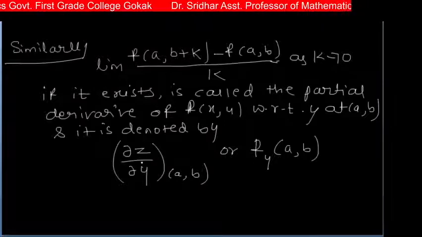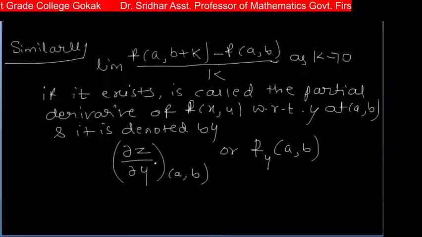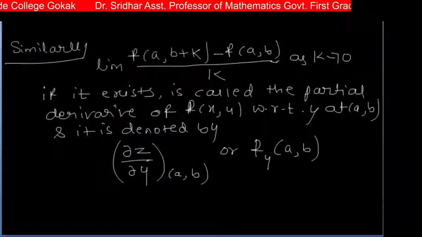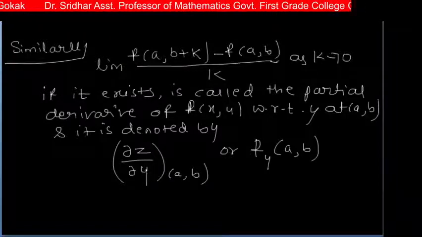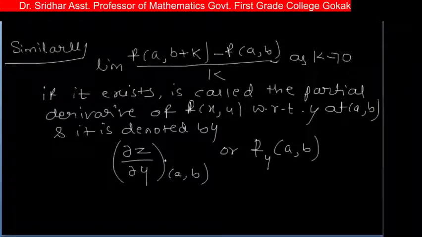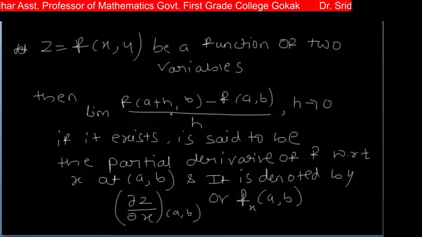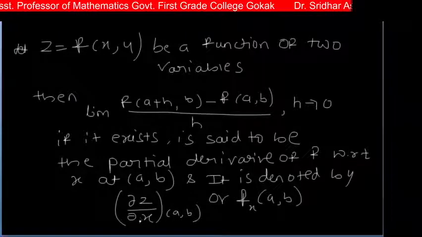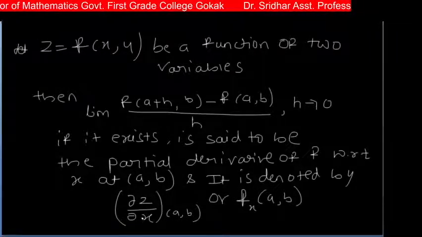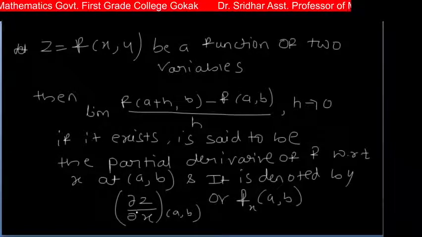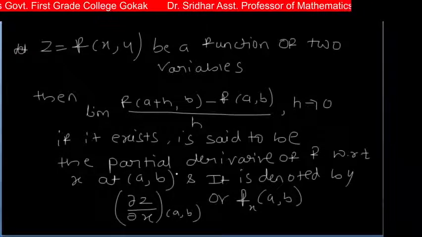Okay, so this is about the definition of partial derivative with respect to x and y. Here dou z by dou y means what? Here we have to differentiate z with respect to y, keeping x as constant. So while differentiating with respect to y, we treat x as constant, remember. Similarly, the partial derivative with respect to x, that is dou z by dou x, means differentiation of z with respect to x, keeping y as constant.